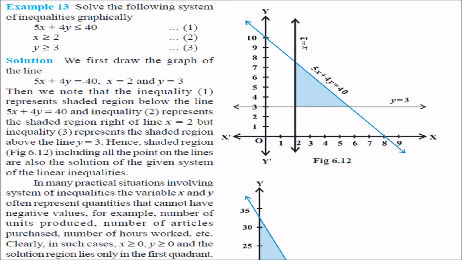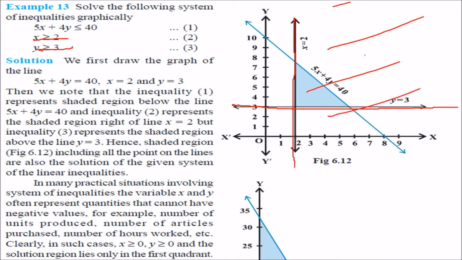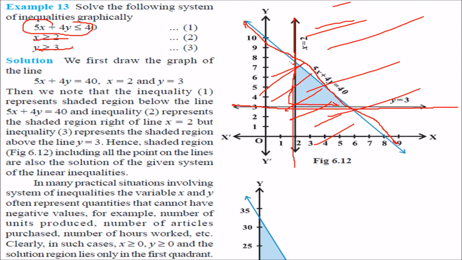Let us take one more example. 5x plus 4y less than or equal to 40, x greater than or equal to 2, y greater than or equal to 3. Make it x equal to 2. So x equal to 2 will be like this, parallel to the y-axis. Y equal to 3 will be this line. So everything has to be above this. Now let us make 5x plus 4y, and we are going to get the values which are less, but it has to be confined between these. This is the solution region.